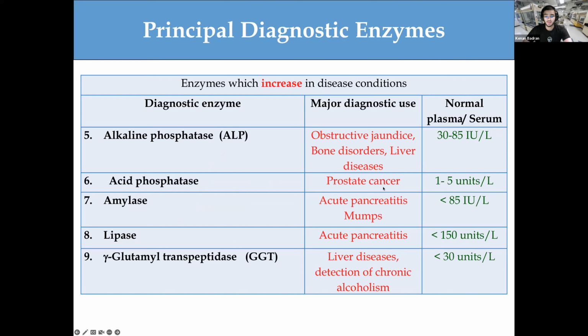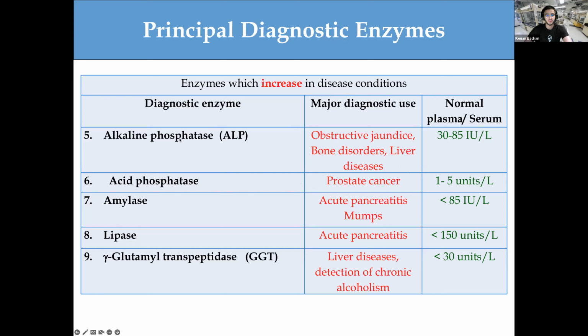Acid phosphatase, prostate cancer. So basically, if you see any blood test and you directly notice an acid phosphatase level above the normal, you can reach a differential and become more confident in your differential diagnosis that it is, for example, prostate cancer, by seeing that only the acid phosphatase level is increased.